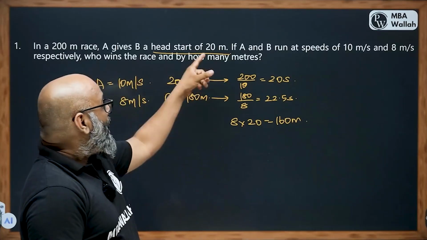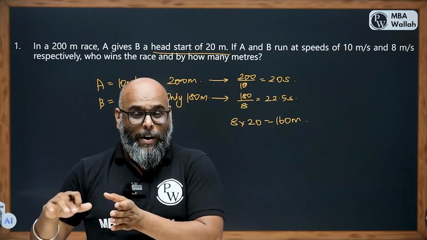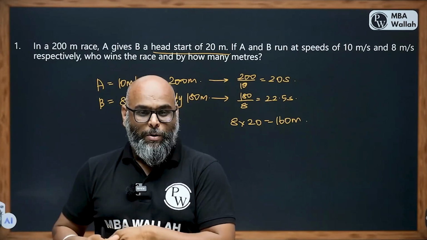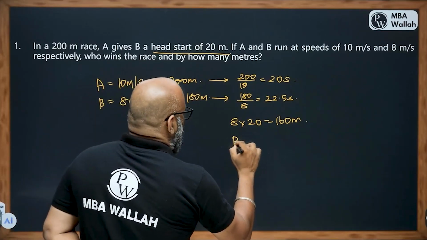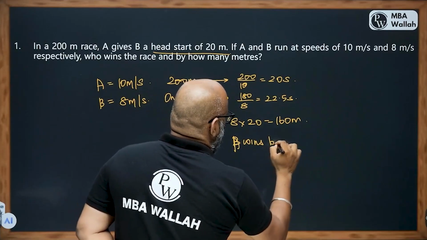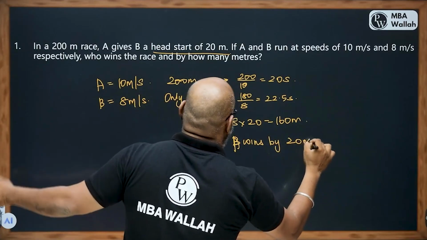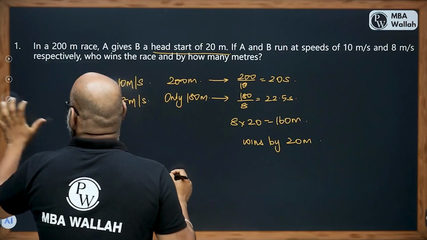No. B has a head start of 20 meters. That means out of the 40 meters, 20 meters also comes at his disposal, which means the gap between them would only be 20 meters. A wins by 20 meters. B loses by 20 or A wins by 20.